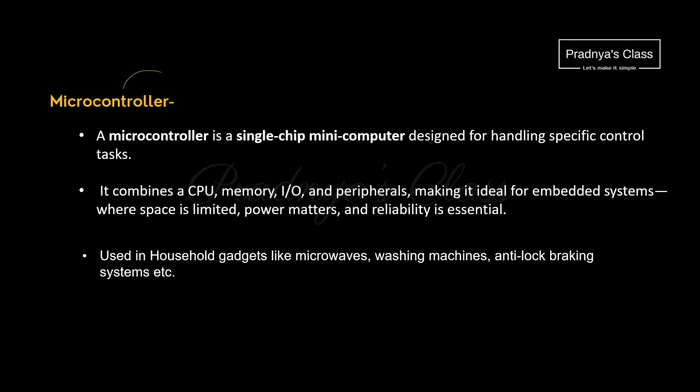Then what does microcontroller mean? It is nothing but a small computer, or we can say mini computer, which has a single chip. If it is a computer, it will have CPU, it will have memory, it will have input-output devices and other required peripherals. Microcontrollers will perform all the operations. Then where will it be? It can be in household gadgets like microwave, washing machines and anti-lock braking systems. These are some of the examples. It can be in other systems too.